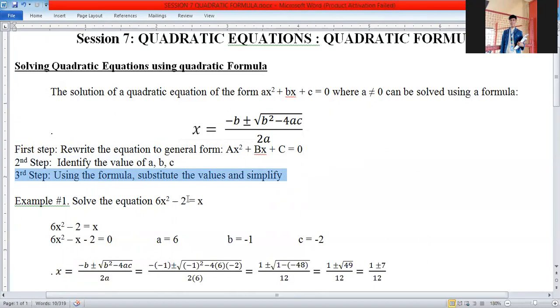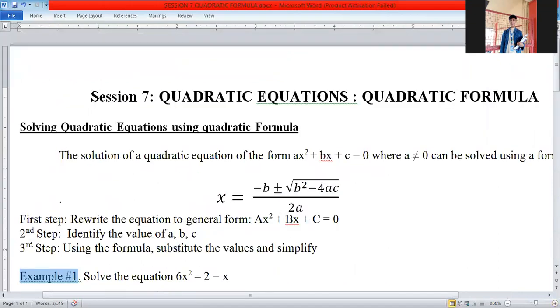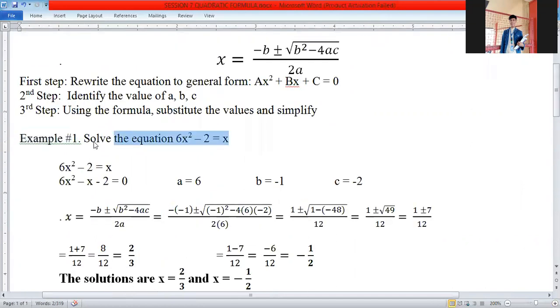Okay, so let us take a look at example number 1. Solve the equation 6x squared minus 2 is equal to x. First thing to do, we have to write the equation in general form, ax squared plus bx plus c is equal to 0. It became 6x squared minus x minus 2 is equal to 0. From positive x, we transpose to the left side, it became negative x. So the general form of 6x squared minus 2 is equal to x is 6x squared minus x minus 2 is equal to 0.